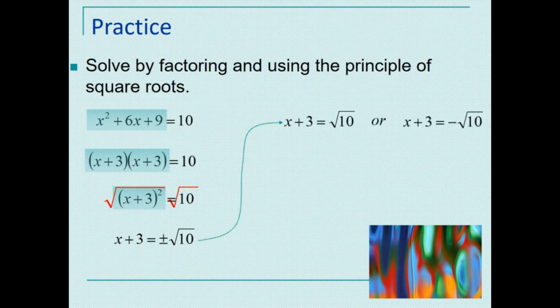Separating these into the two possible solutions, they are shown here on the right, and solving for x, we'll subtract 3 from each side to give us our final solutions of x equal to negative 3 plus square root of 10, or x is equal to negative 3 minus square root of 10.